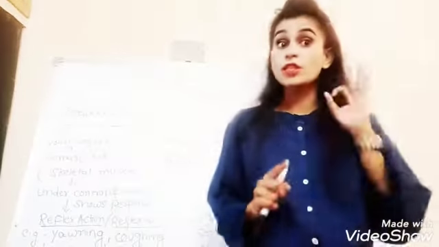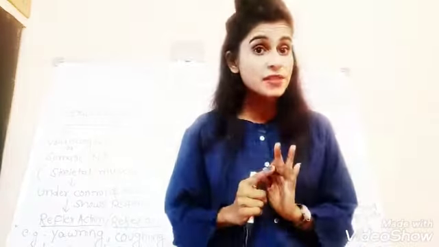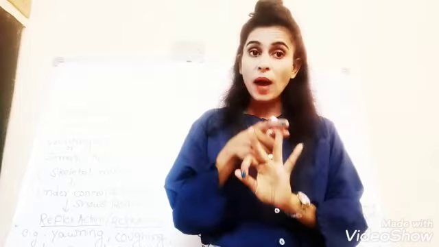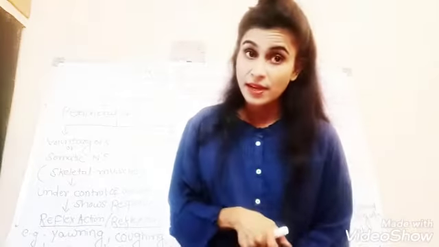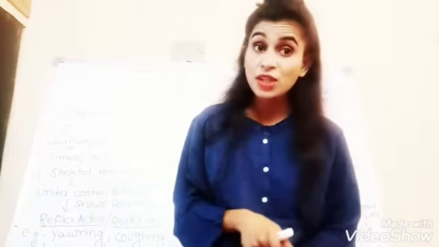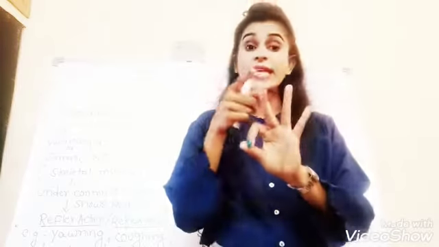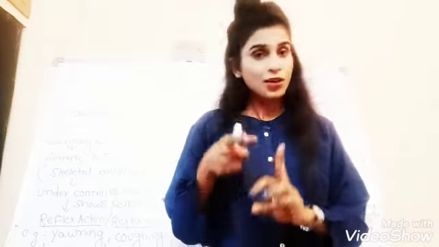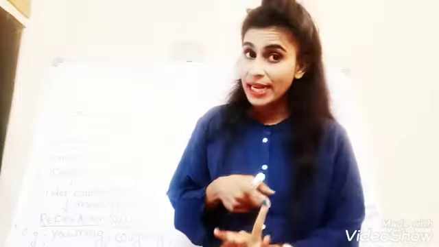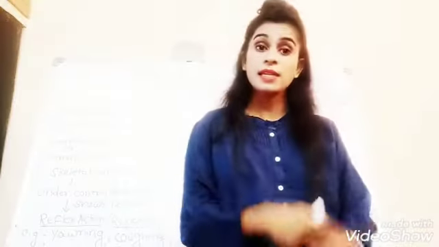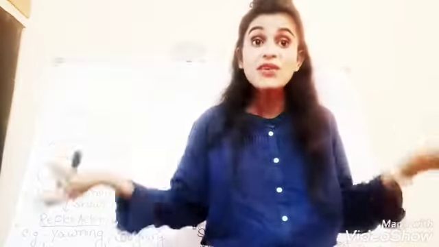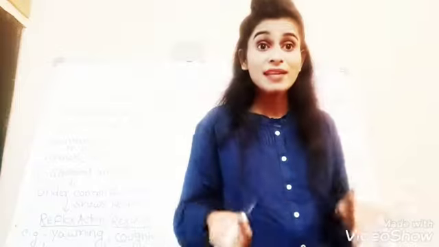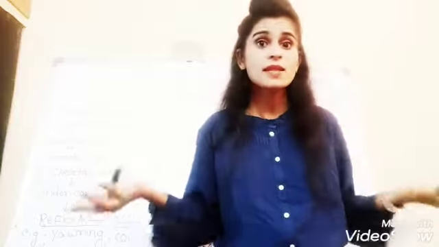So guys, what are the three types of nerves? Cranial nerves, spinal nerves, and visceral nerves. Once again, what are the three types of nerves? Cranial nerves, C-R-A-N-I-A-L, cranial nerves, spinal nerves, and your visceral nerves. What is this cranial nerves? What is this spinal nerves? And what is this visceral nerves?